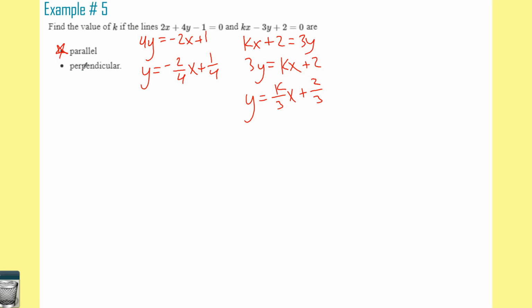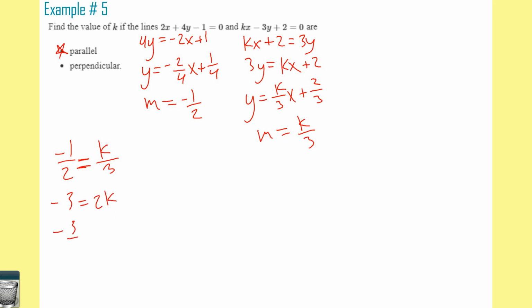Now that I've separated the two equations and I've got them in slope-intercept form, I can pay attention to their slopes. This slope is going to be negative 1/2, and this slope is going to be k over 3. So if they're parallel, that means negative 1 over 2 must equal k over 3. It's got an equal sign, so we can cross multiply. Negative 3 equals 2k. Negative 3 over 2 equals k. So that's the answer if they're parallel.